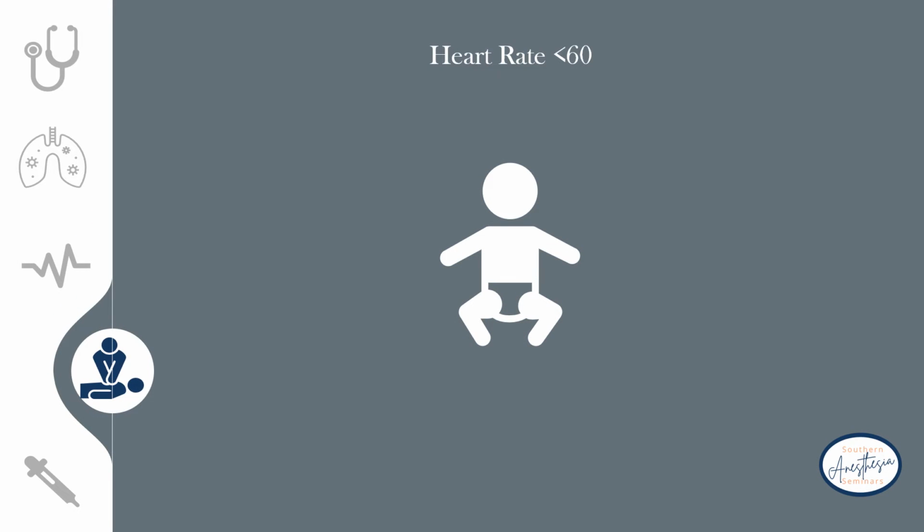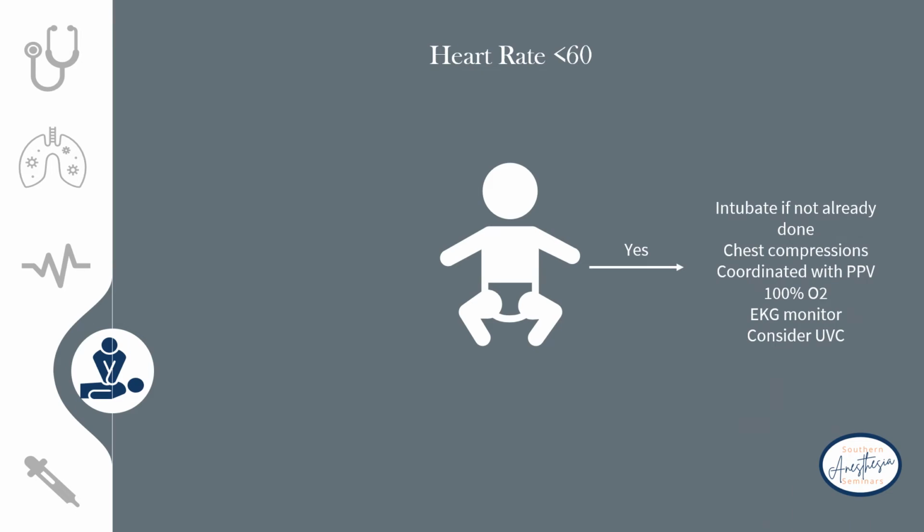If the heart rate continues downward and reaches the point where it is less than 60 beats per minute, then you want to go ahead and intubate if that has not already been done, and begin chest compressions. And you're going to compress at a rate of 90 to 100 beats per minute. You can either use the 2-finger technique or the thumb technique. You want to make sure that your chest compressions are coordinated with positive pressure ventilation using a 3-to-1 ratio, so about 90 compressions to 30 breaths per minute.